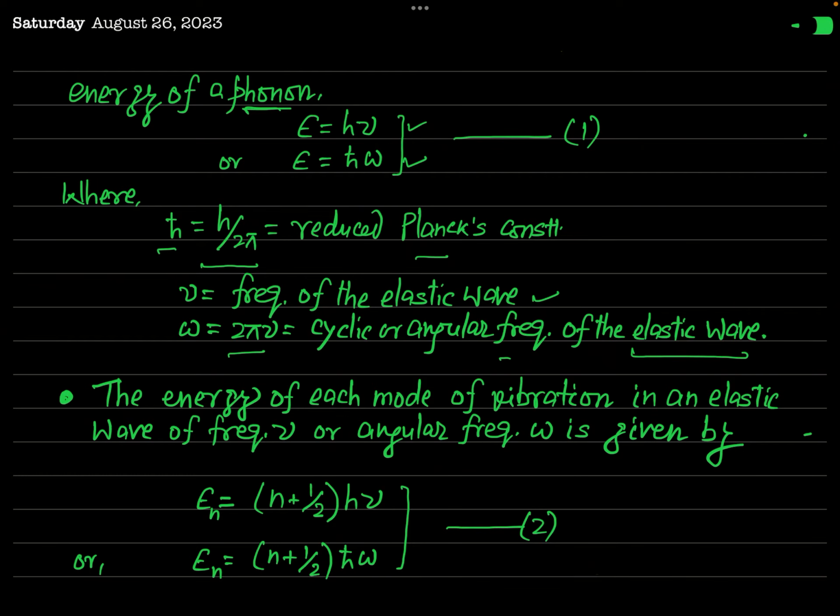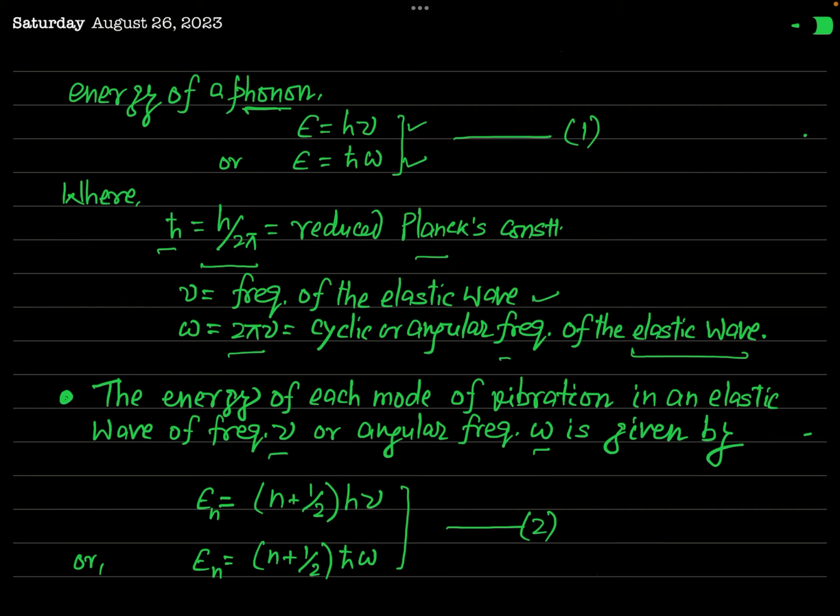So this is the expression for energy of a phonon, and that is just the same as the expression for energy of a photon. Now let us consider a lattice that is vibrating, and the vibration of the lattice takes place in different modes. If you want to define the energy of a particular mode of vibration in an elastic wave with frequency nu or omega, then what is the energy of each mode of vibration in the elastic wave?